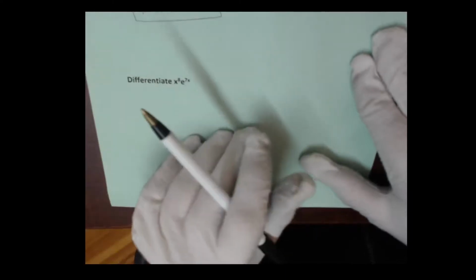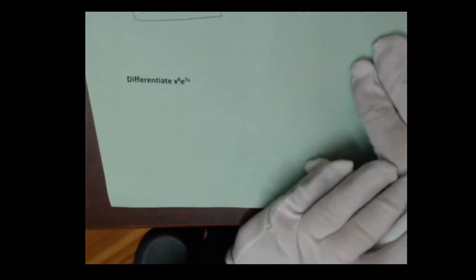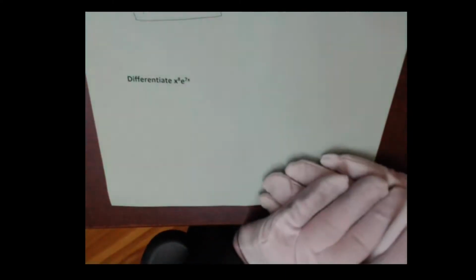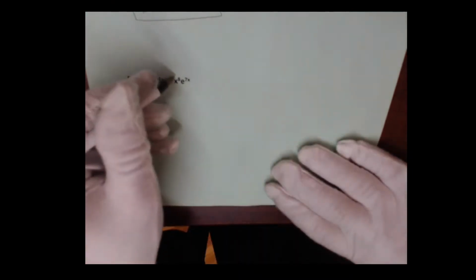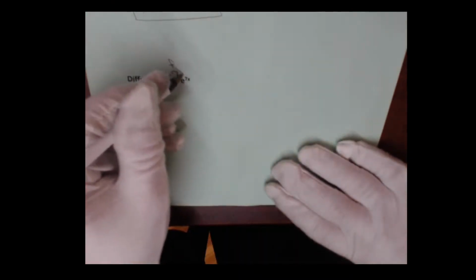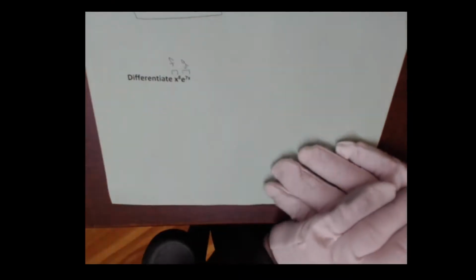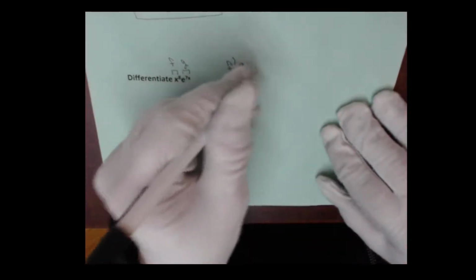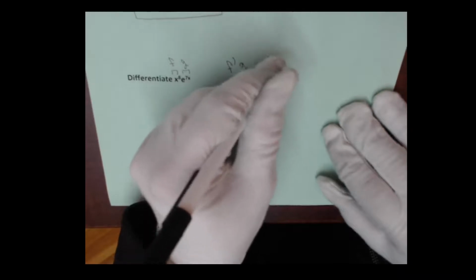Let's do another example. It says differentiate x to the 8 times e to the 7x. In order to do this, we'll do the product rule. So call this first one f and call the second one g. So the derivative, if you remember the product rule, is f prime g plus f g prime. So that's what we will do.